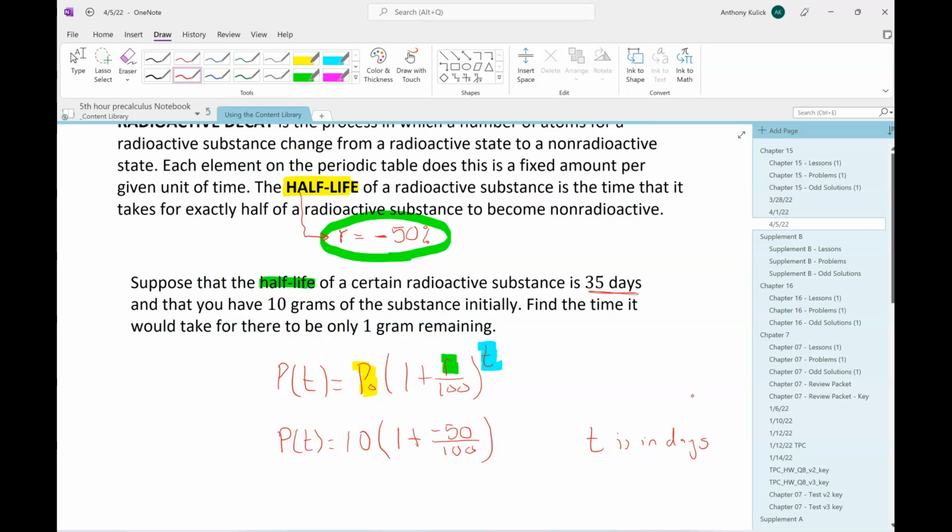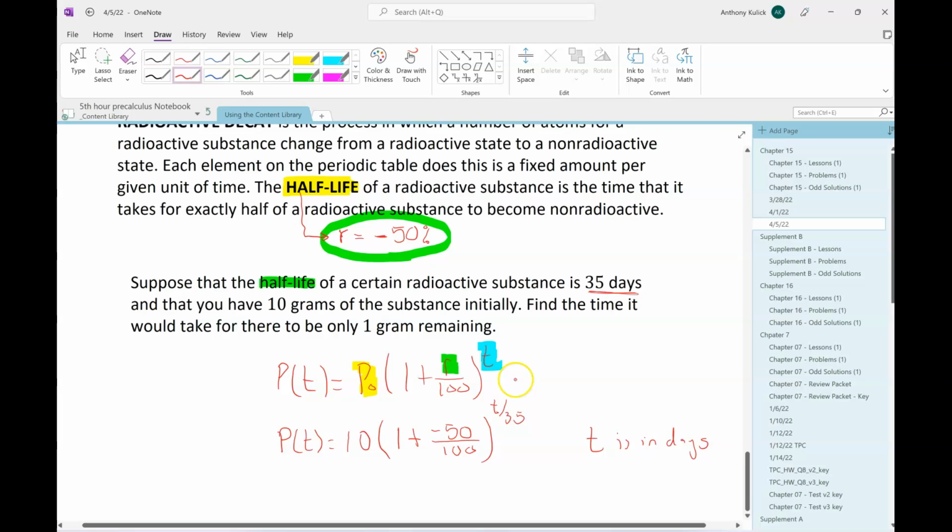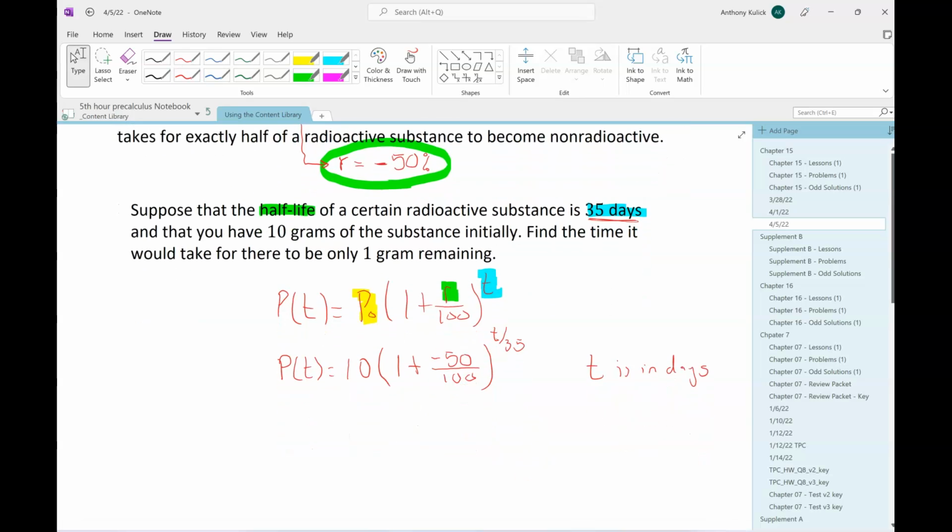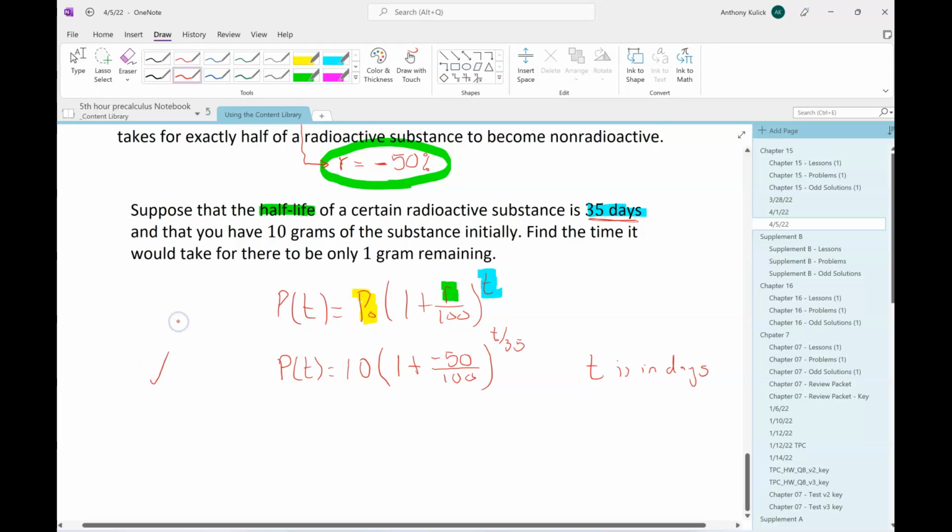So how many half-lives occur in one day? 1/35. Very good. So I would just make that T over 35. Everybody happy with what we did there? Okay. Now we've written our model, so that's good.